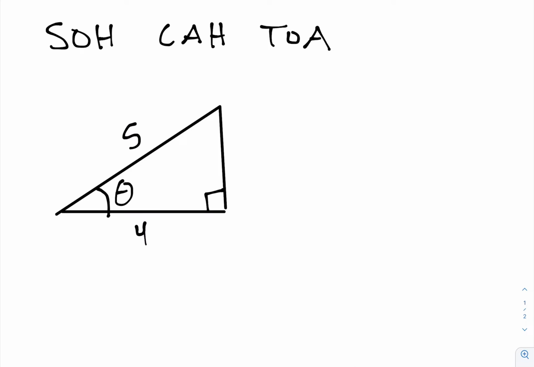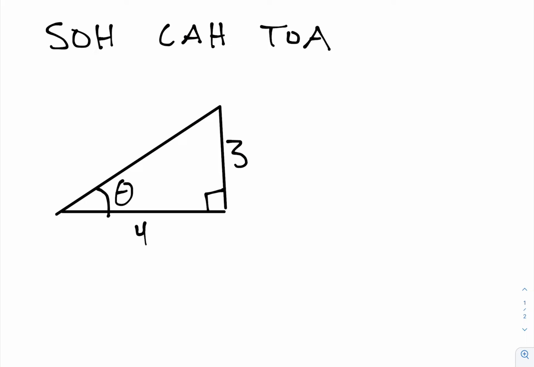Maybe you didn't know this was 5, maybe you knew this was 3. Well, this is the opposite, this is the adjacent. And by the way, if you're confused, adjacent is spelled like this. Adjacent. The adjacent side is 4.